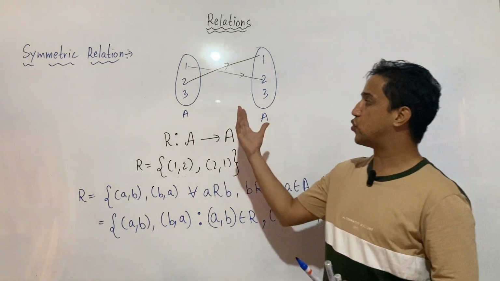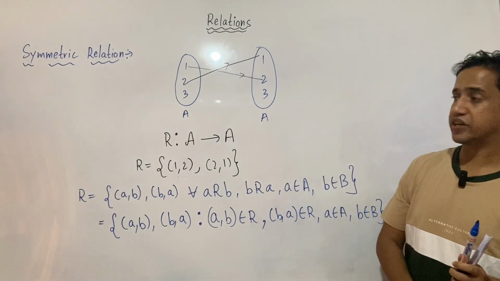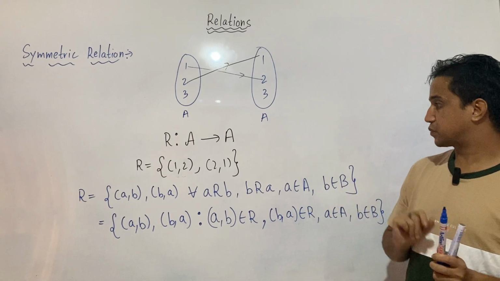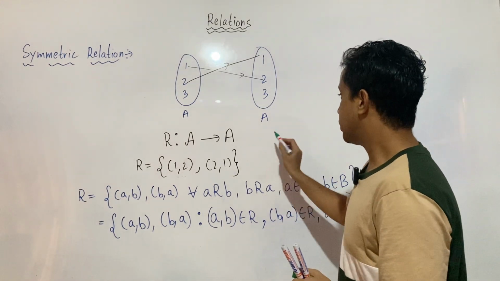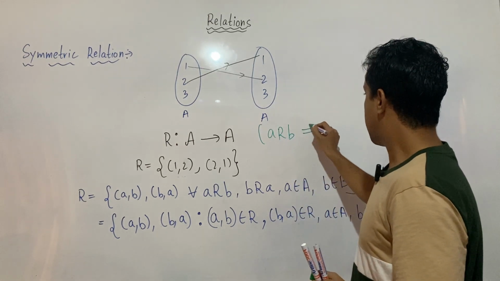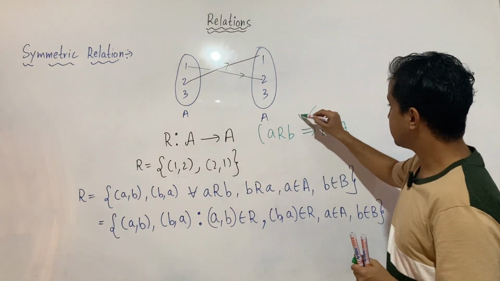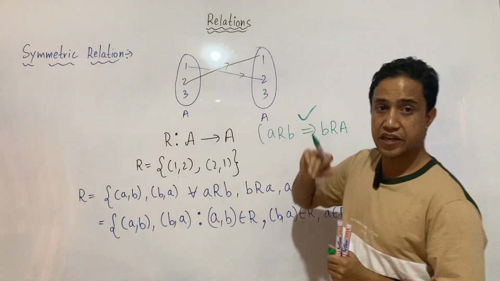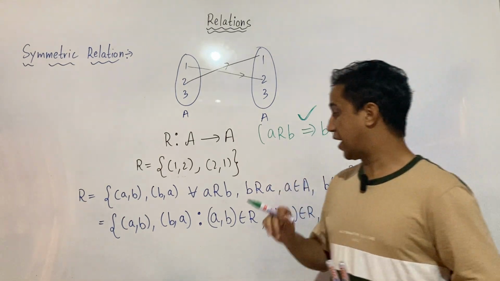Okay, so if A is related to B and B is not related to A, then it is not going to be the symmetric relation. I hope you understand it. Okay, so this is very important here. I'm writing here, if A is related to B, then B must be related to A. Okay, so if this condition is valid, then the given relation is said to be the symmetric relation.